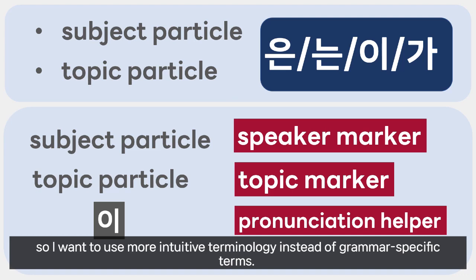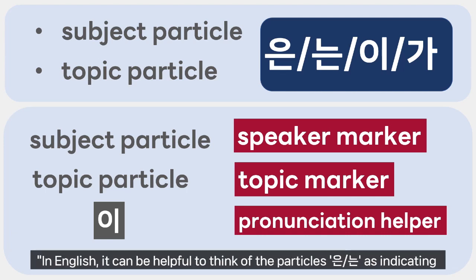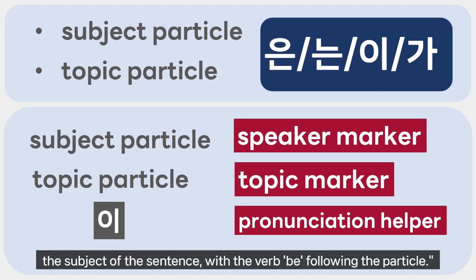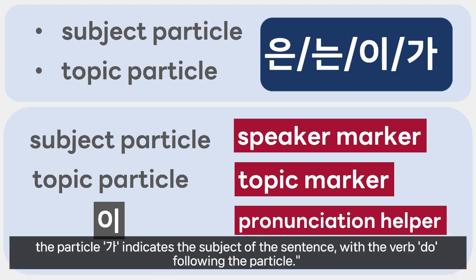Beginner Korean learners often find this aspect difficult, so I want to use more intuitive terminology instead of grammar-specific terms. The speaker marker only refers to the speaker themselves. In English, it can be helpful to think of the particles 은, 는 as indicating the subject of the sentence, with the verb be following the particle. The particle 이 is not used as a speaker marker. Instead, the particle 가 indicates the subject of the sentence, with the verb do following the particle.